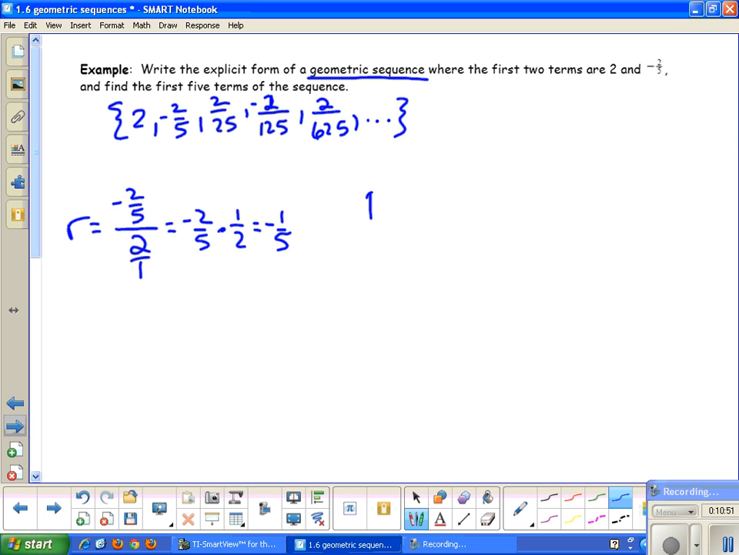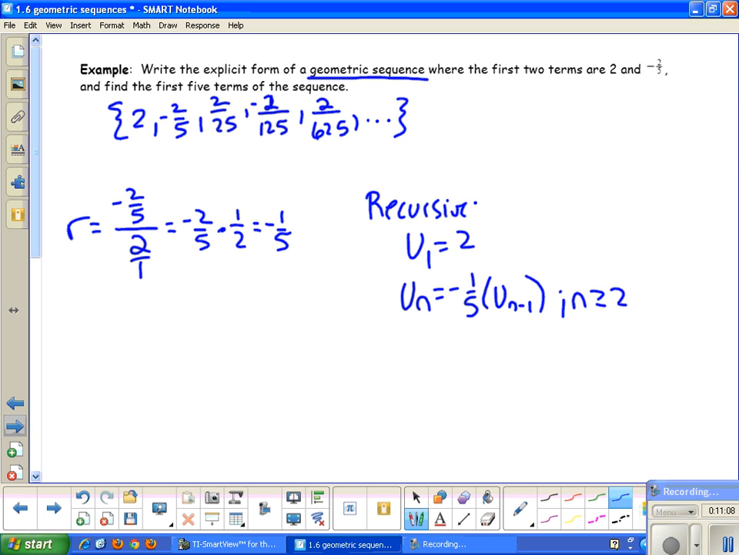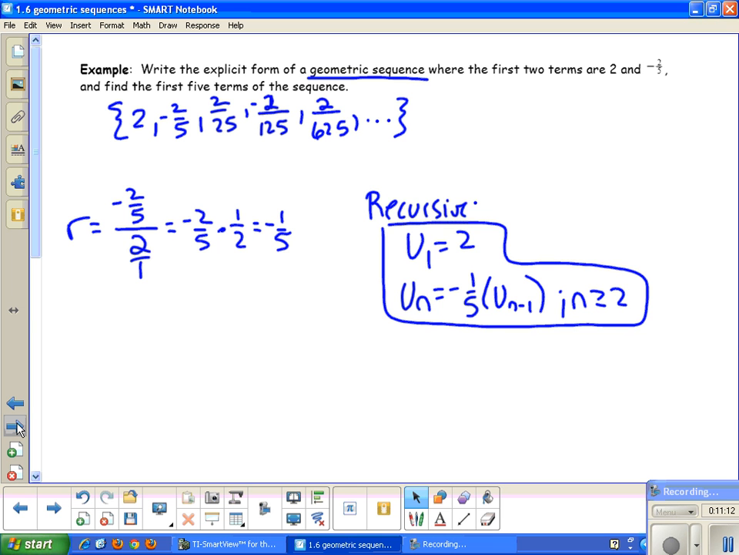So recursive form, the first term is equal to 2. The formula for the nth term is equal to my common ratio, negative 1/5, times the previous term. That's how we found each term in the sequence, for values of n greater than or equal to 2. So that's how I found the terms. And then an explicit form.